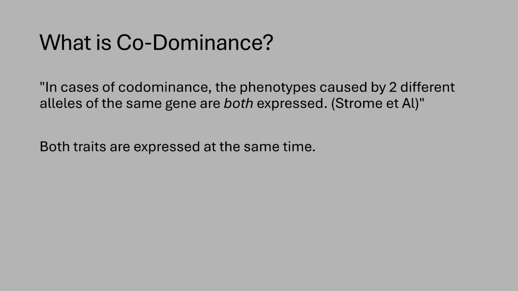But in this case, when you combine the two, instead of incomplete dominance occurring where you form a pink color, instead both the red and the white color are displayed at the same time. So you end up with kind of a pattern of red and white instead of just pink. So both traits are expressed at the same time instead of them coming together to form a new trait.